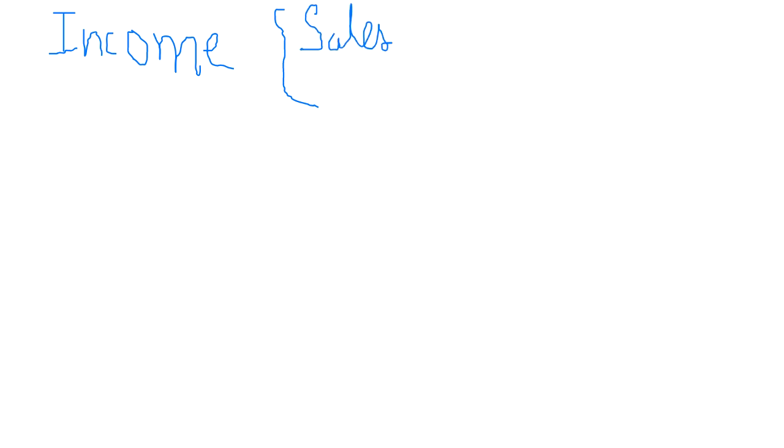So it starts with listing all the sources of income, right? But there are largely two sources of income. One is sales revenue.